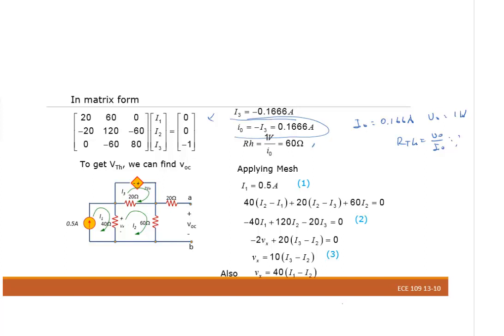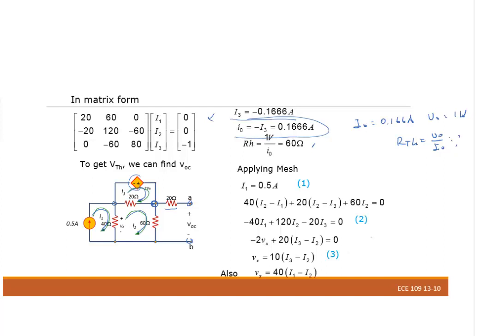Find VTH exactly the same as with independent sources. It's still open right there, and we need to find the voltage right there. Basically, that voltage is the same voltage as right there because this is open and there is no current. If you want to apply node, fine, but this one is non-reference, so that's why we apply mesh. We have one mesh equation here, one here, and one here, and we can write them.